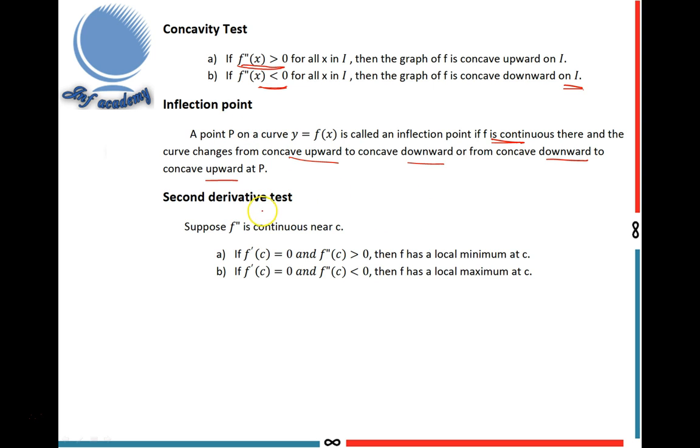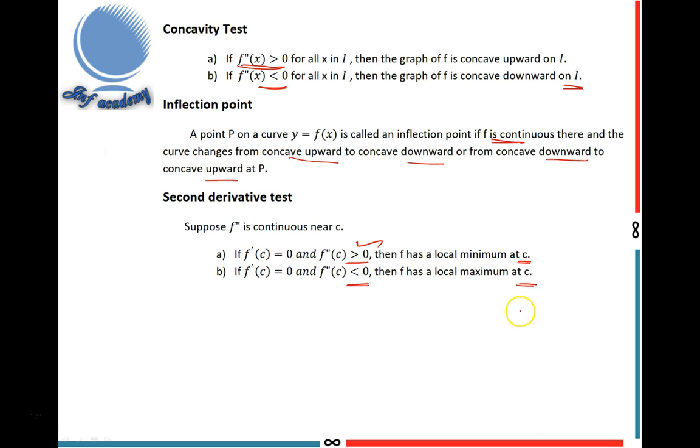Next, what is the second derivative test? Suppose f double dash is continuous near c. If f dash of c equal to 0 and f double dash of c greater than 0, then f has a local minimum at c. Second, if f dash of c equal to 0 and f double dash of c less than 0, then f has a local maximum at c. This is the second derivative test.